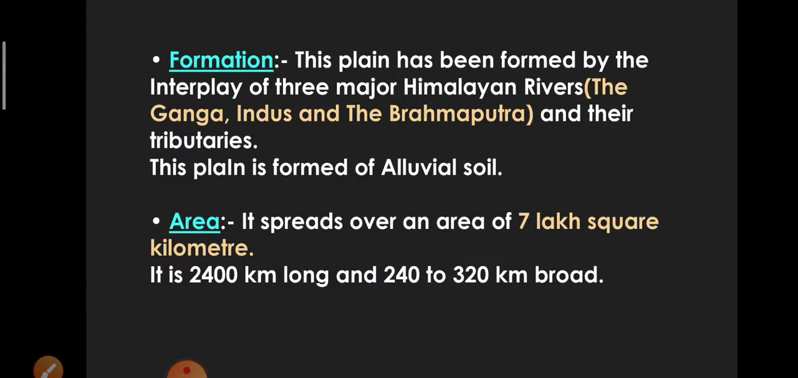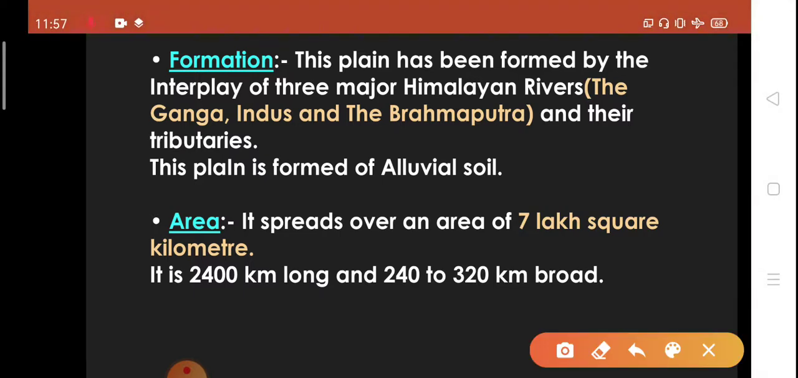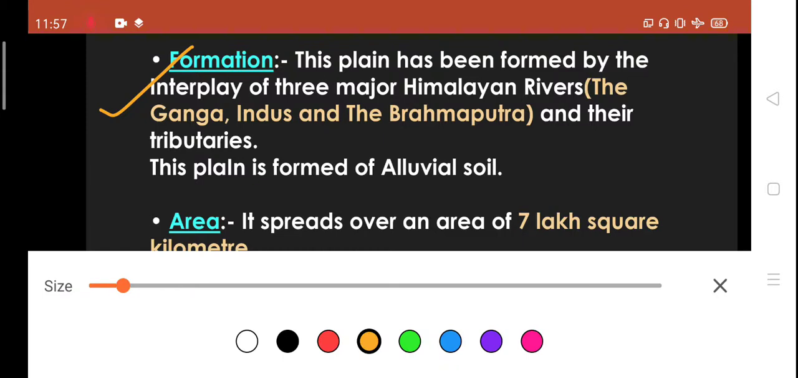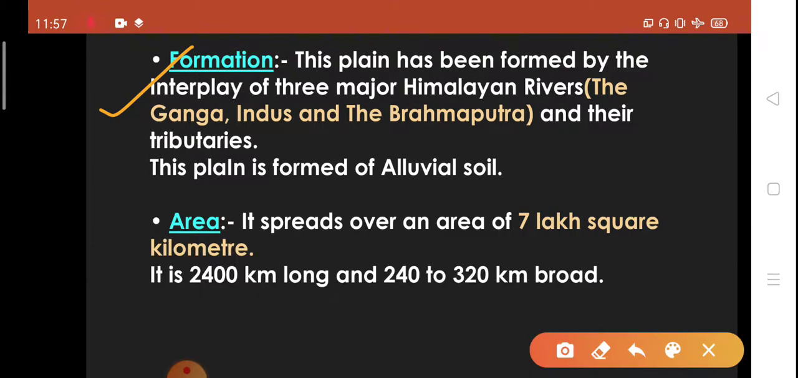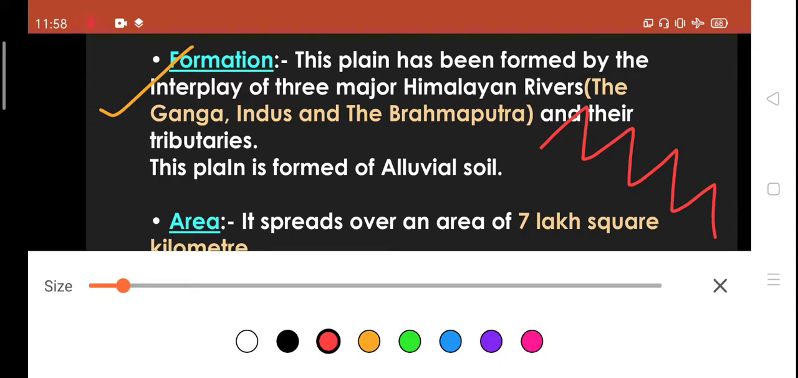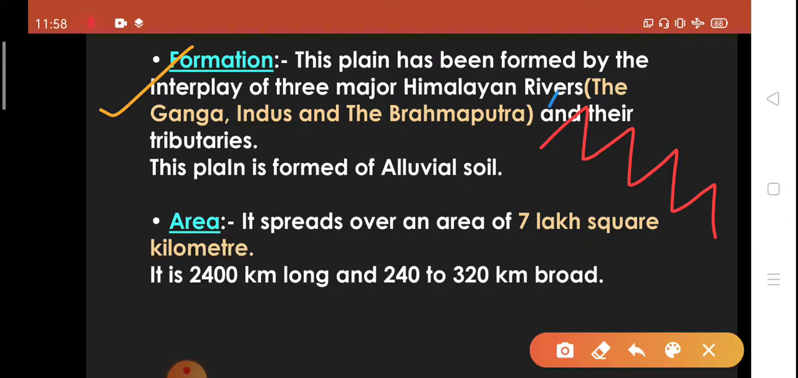We are going to talk about each point in detail that covers each detail about the northern plains. So the very first point is the formation of northern plains. How are northern plains formed? So let's say we have these Himalayan mountains over here. We have Himalayan mountains on the northern borders, and we have 3 major Himalayan rivers, the Indus, the Ganga, and the Brahmaputra. These are the 3 major Himalayan rivers which flow from the Himalayas.